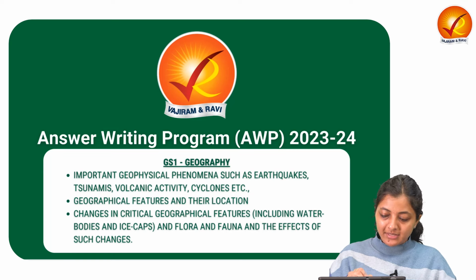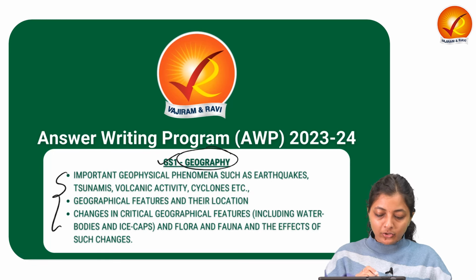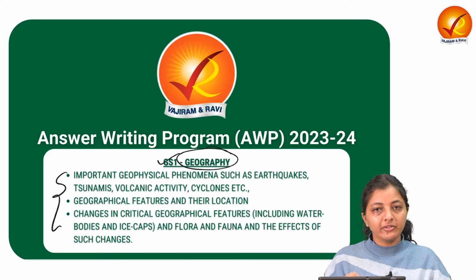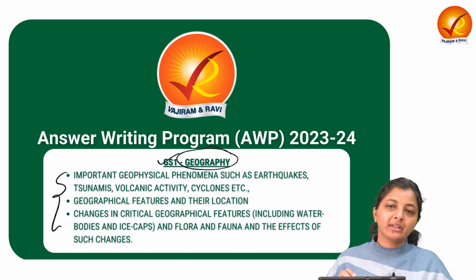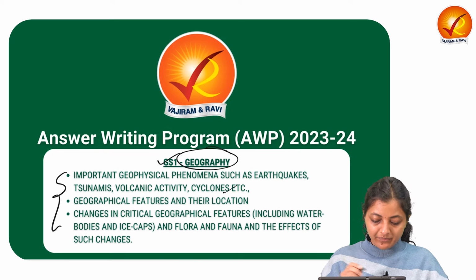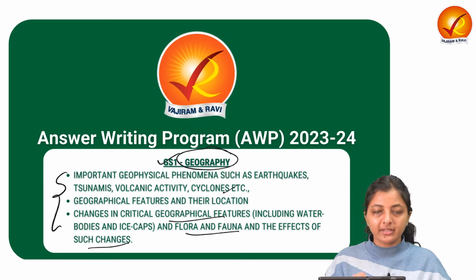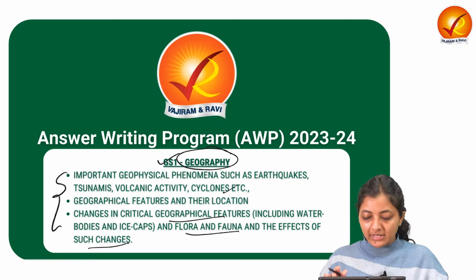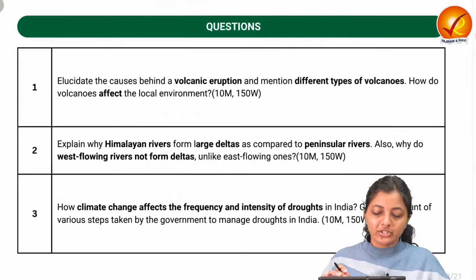Today we will be discussing geography from GS1, and the topics would be important geophysical phenomena such as earthquake, tsunami, volcanic activity, cyclones, etc., geographical features and their locations, changes in the critical geographical features and flora and fauna, and the effect of such changes. So let's take an overview of all the three questions.